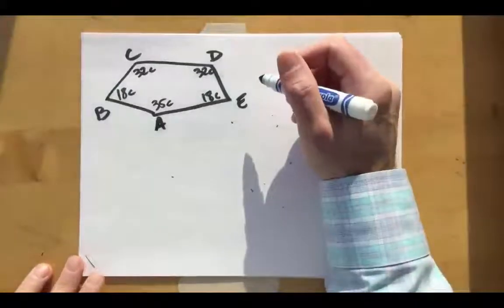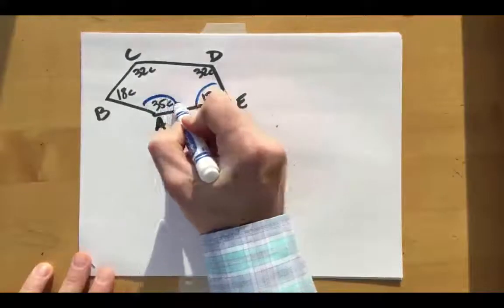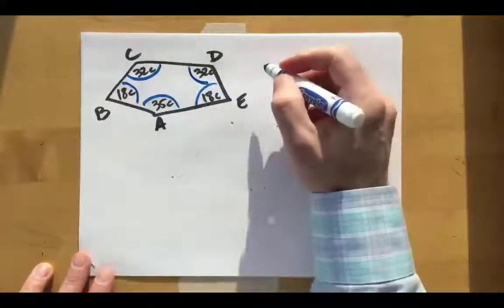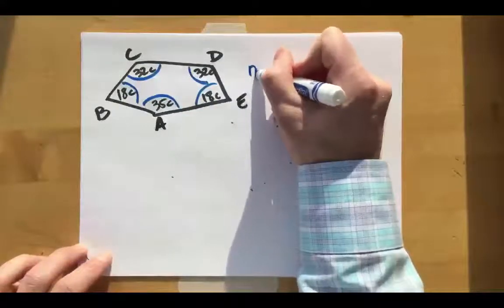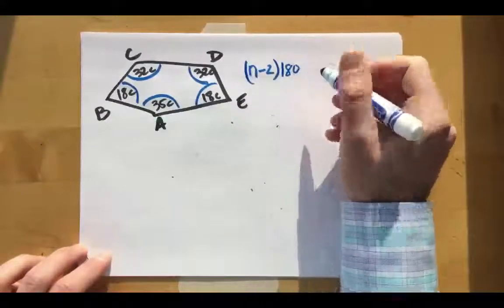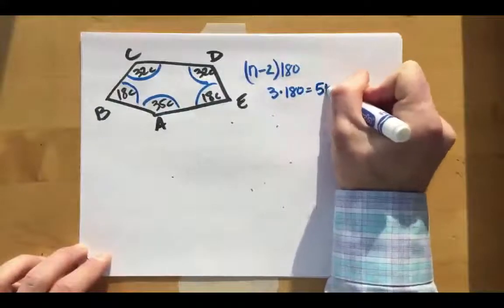In example 1, we're asked to find the measure of each interior angle of pentagon ABCDE. So it's important to remember our formula to find the sum of the measures of the interior angles of a pentagon. We're always going to take the number of sides, subtract 2, and multiply it by 180. This will give us 3 times 180, which is equal to 540.